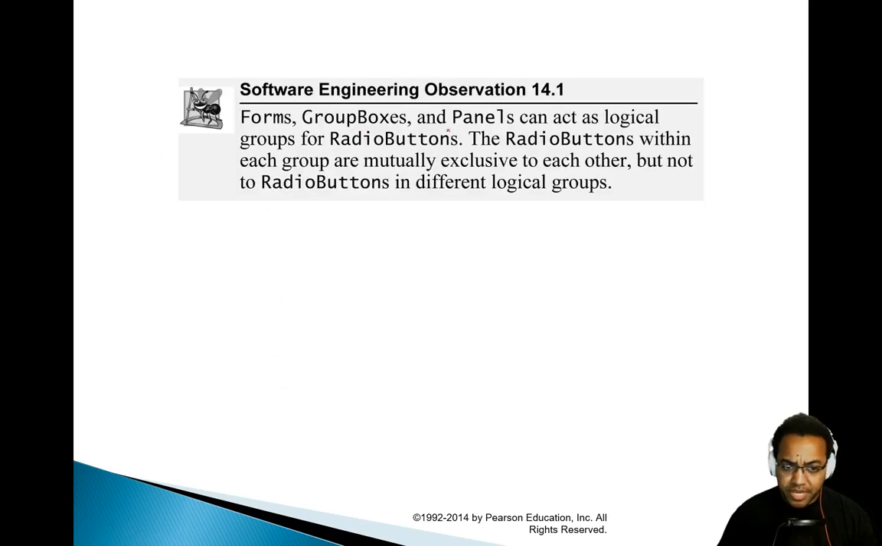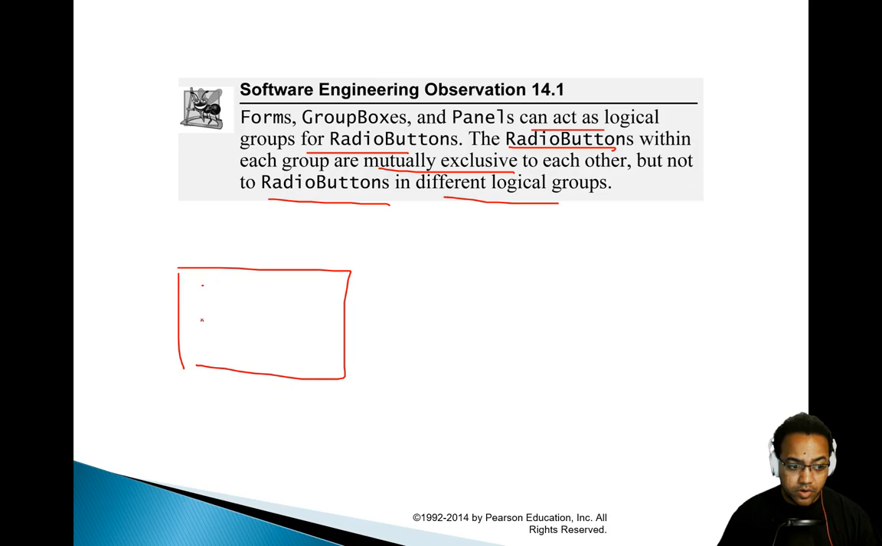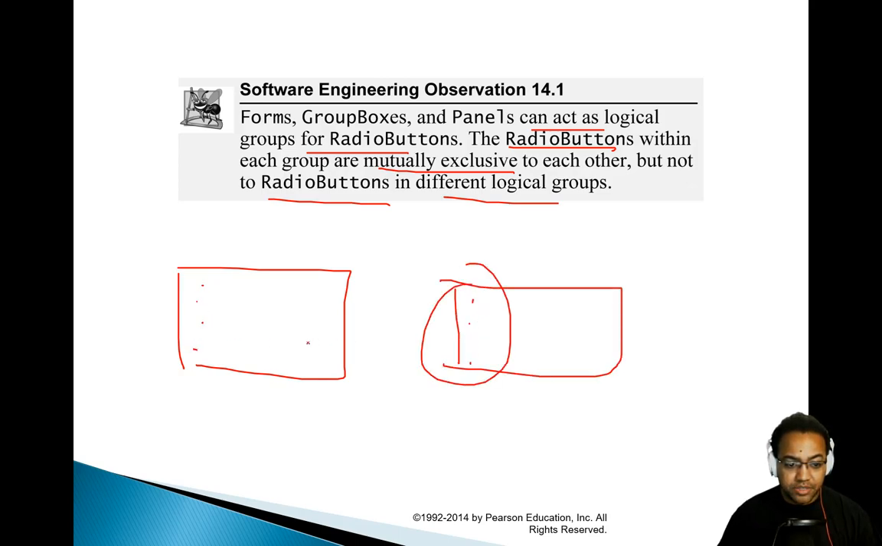Forms, group boxes, and panels can act as logical groups for radio buttons. The radio buttons within each group are mutually exclusive to each other, but not to radio buttons in different logical groups. So if I have buttons here, and I have buttons in this group, these buttons will not affect these buttons. If one button is checked here, these other ones are false by proxy.